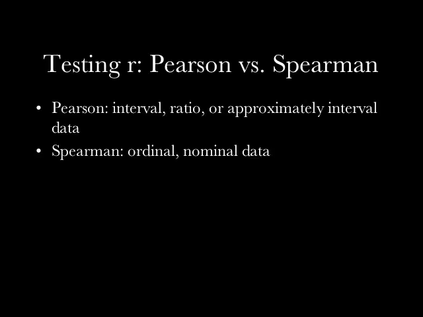If you have interval, ratio, or approximately interval data, then you will use the Pearson correlation. If your data is nominal or ordinal, you will use Spearman.